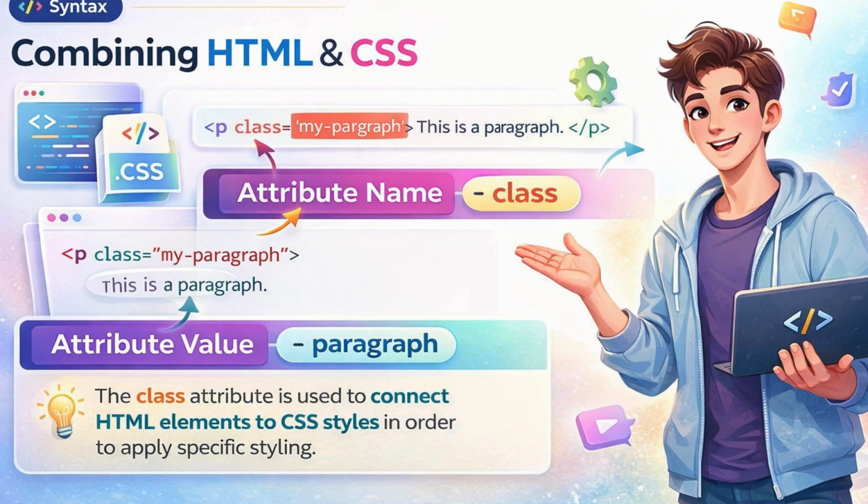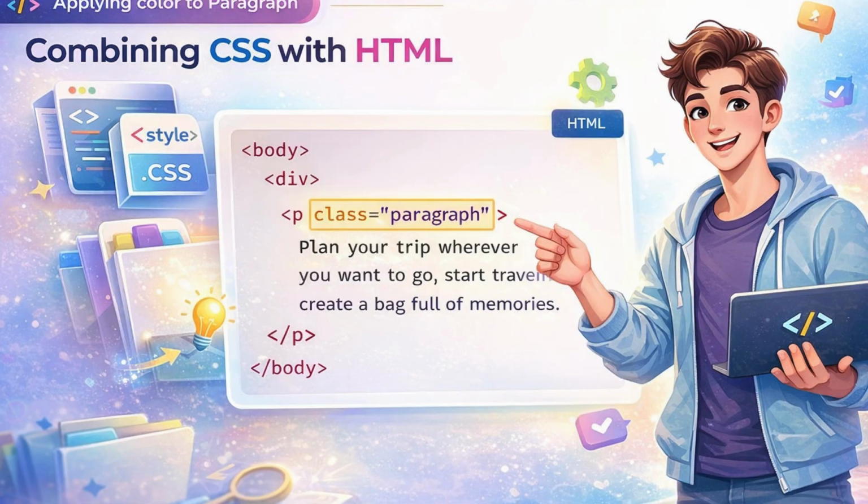So what's happening here? Attribute name equals class. Attribute value equals my paragraph. This connects HTML with CSS. This method helps us apply the same style to multiple elements easily. Clean, efficient, and super powerful. Let's see a real example of how everything connects.